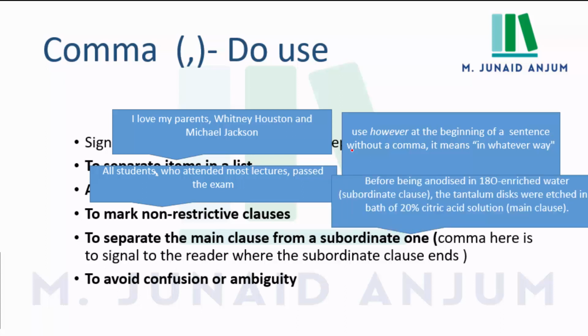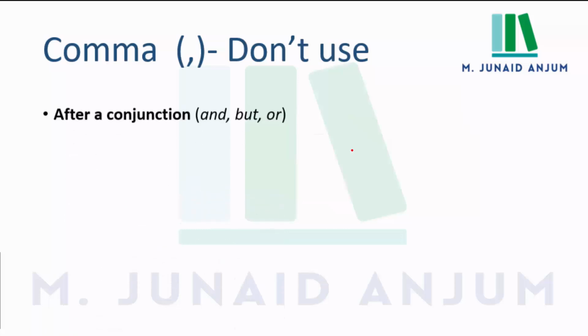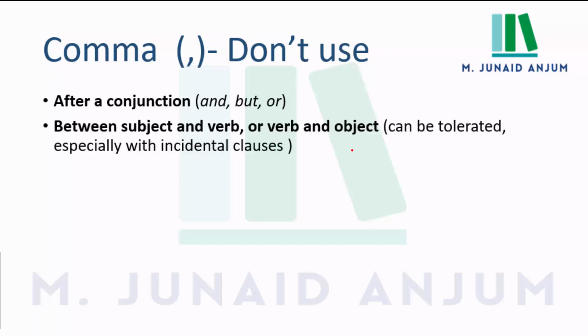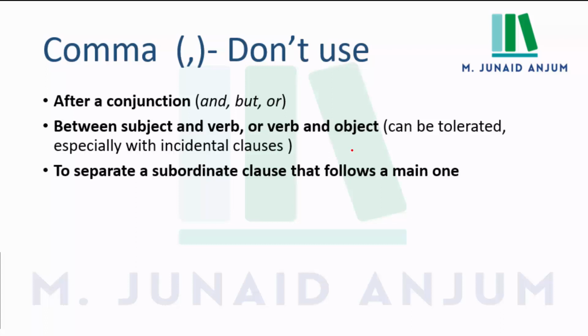The next example is: before being anodized in water, which is the subordinate clause, the tantalum discs were etched in a bath of 20% citric acid solution. That is the main clause, so they are separated by the comma. Where can't you use the comma? After a conjunction, mostly do not use a comma, but you need to follow the American and English guide for that. Also do not use it between subject and verb or verb and object, or to separate a subordinate clause that follows a main clause. You can see in the previous slide that the subordinate clause was separated from the main clause.